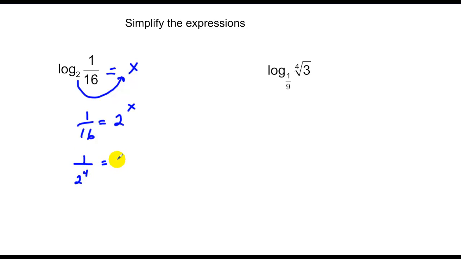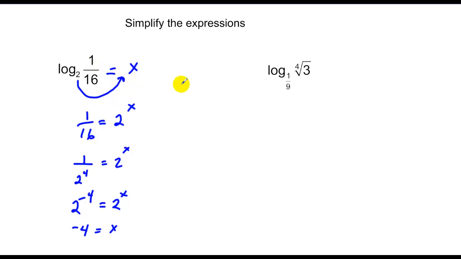But now the problem I have is I have 1 in a fraction, 1 over 16. I want to get this out of a fraction, so I know that if I use a negative exponent, it'll do just that. So 2 to the negative 4th is equal to 2 to the x, and x equals negative 4. So what this says, what power of 2 is 1/16? It's a negative 4th power.